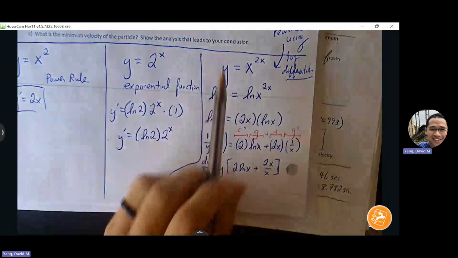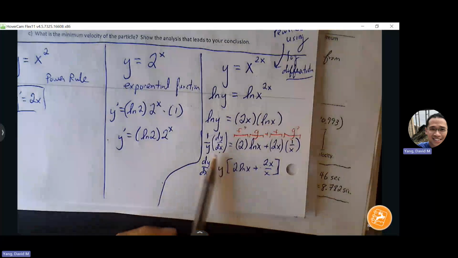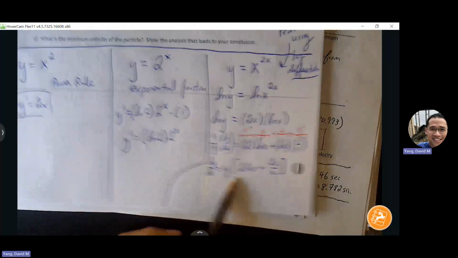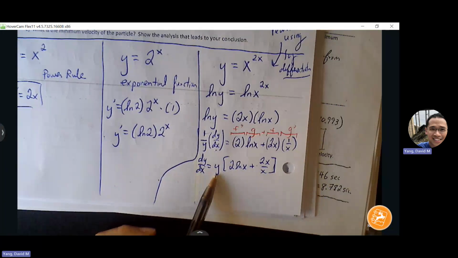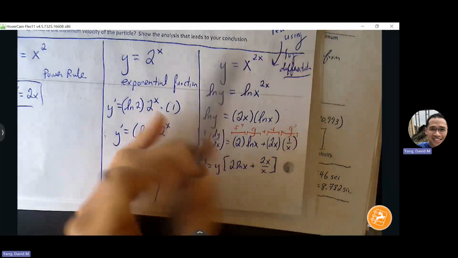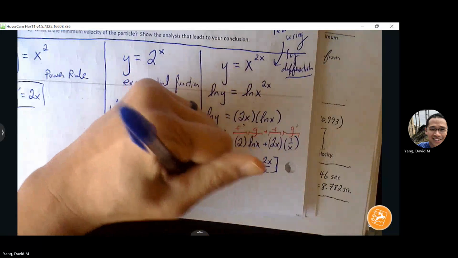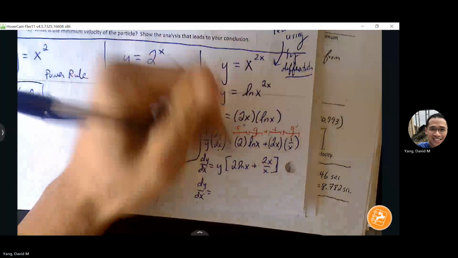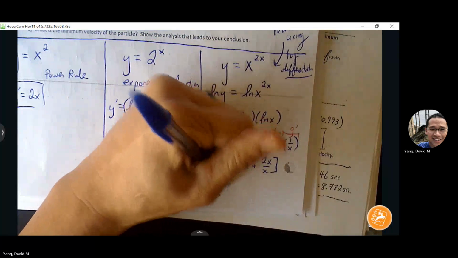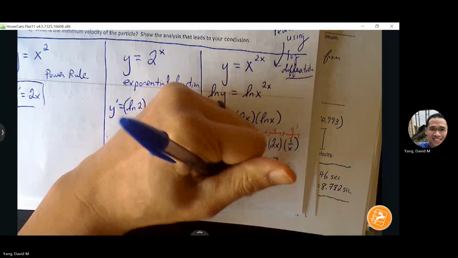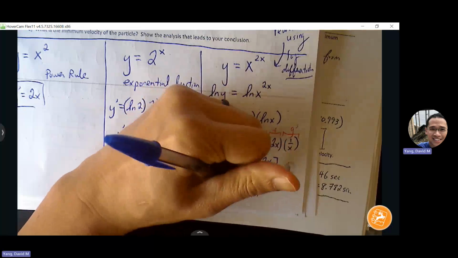Now we started off with a function, which means that this y is only a temporary variable. I should be able to represent my answer purely in terms of x. So what can I replace this y with? The original function. Two x over x is just 2.